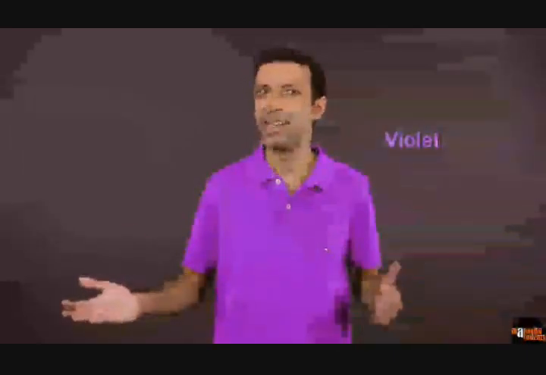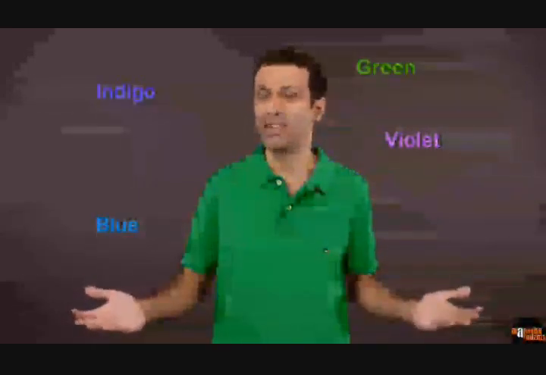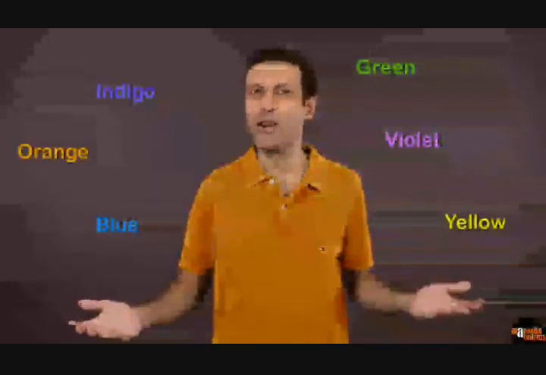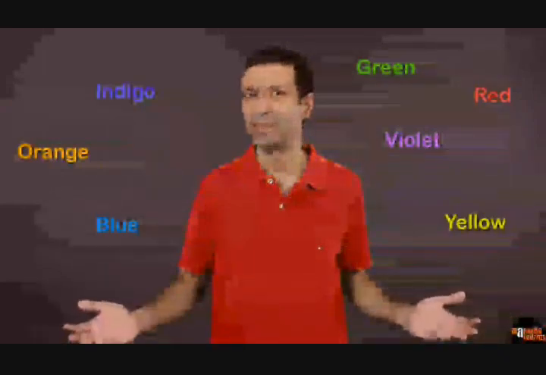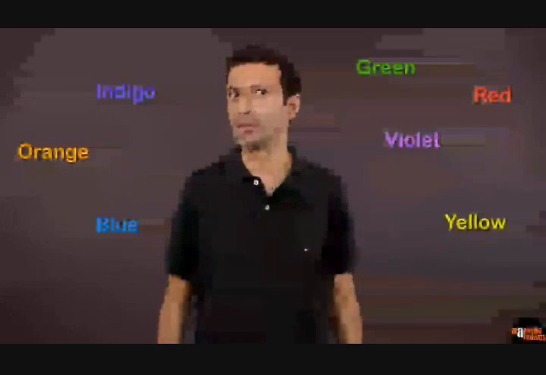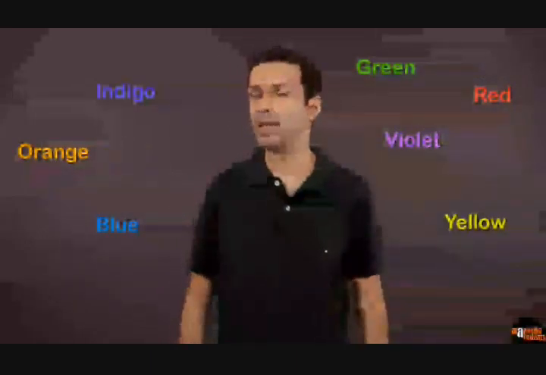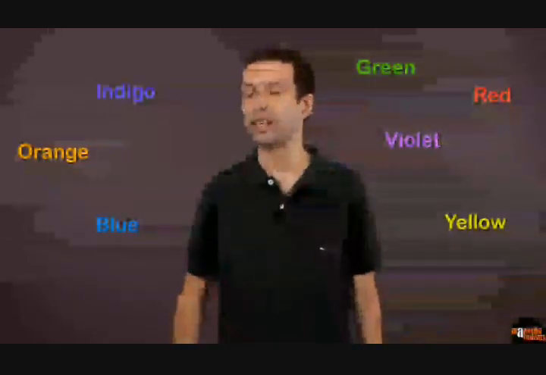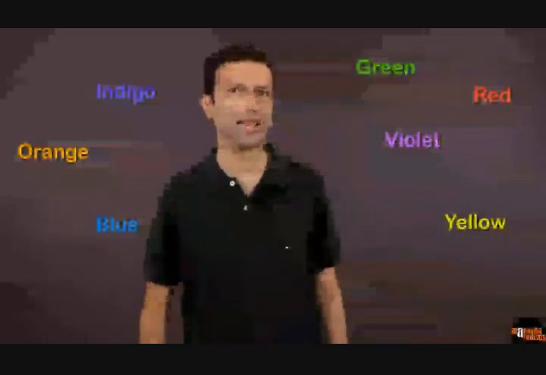As we learnt, white light is made of 7 different colors: violet, indigo, blue, green, yellow, orange, and red. This band of 7 colors is known as spectrum, and the splitting of white light into its constituent colors is known as dispersion of light.